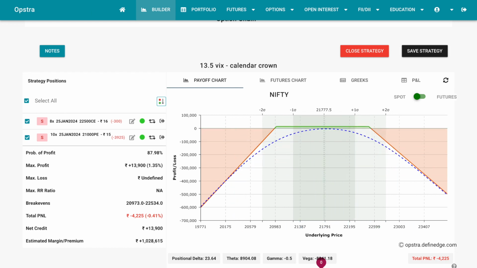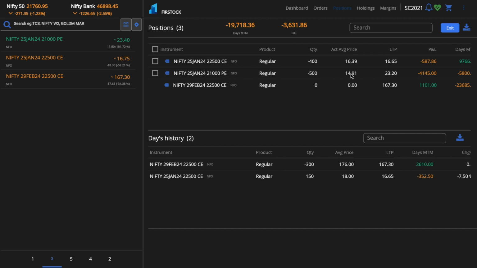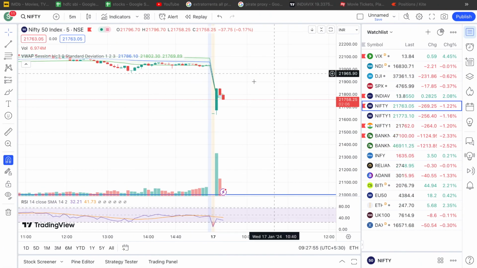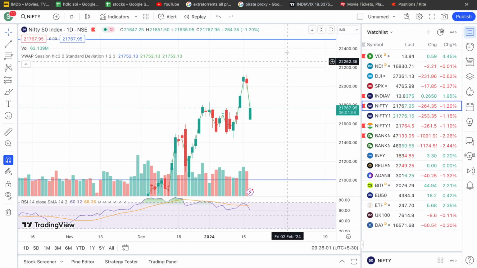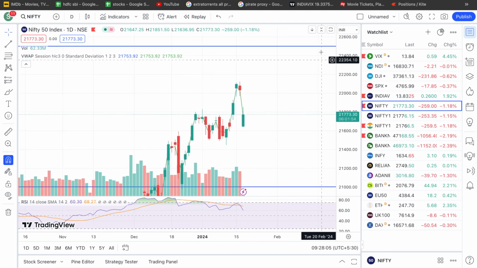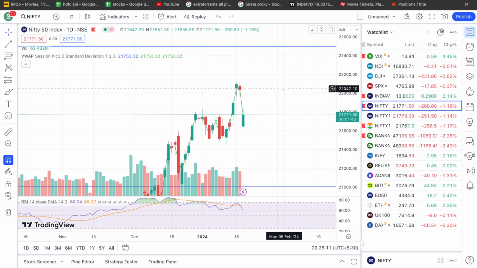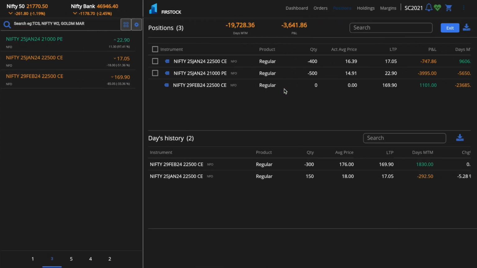Okay, for now I'm not exiting the 2 lots of extra sell from the lower end, because the market is still going down, and I don't know if my 21,000 will be threatened. So currently the market is here. My upper break even is 22,500, and I believe that I can come down further.